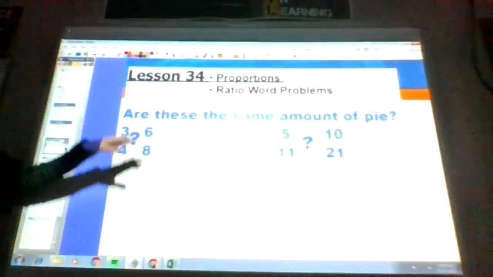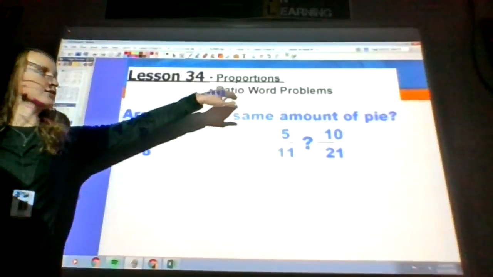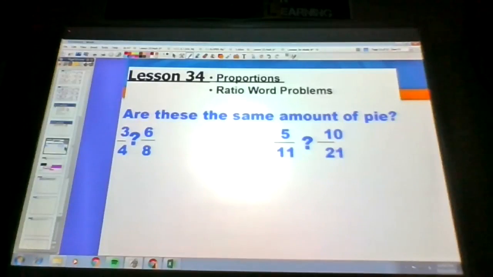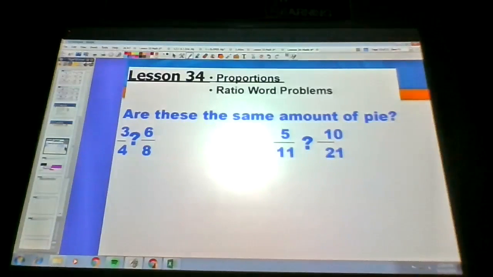All right, so here we go. Today we have lesson 34. We're going to be talking about proportions and ratio word problems. Now, you guys know that the topic or the title is usually a really important thing to know.